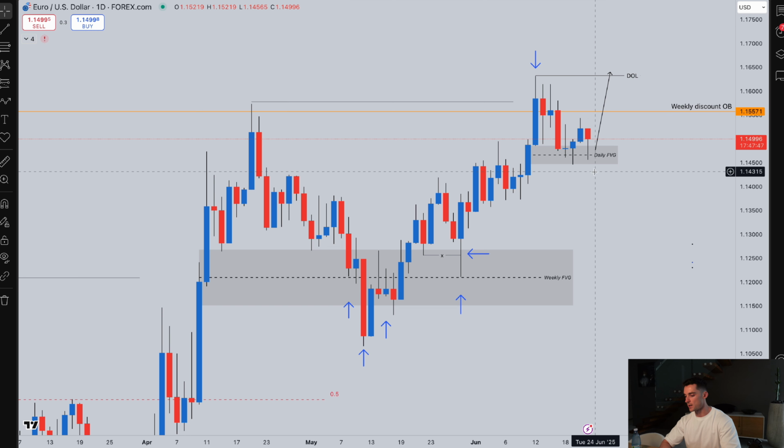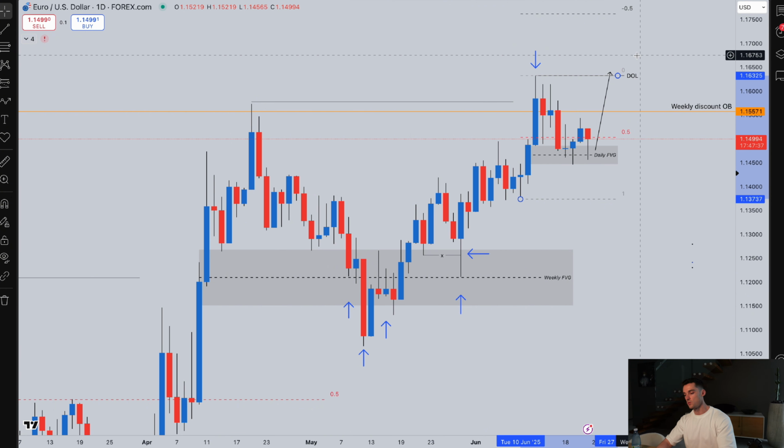So we have now pulled back into efficiency. If we measure the discount of this current daily expansion, we are well within discount, maintaining that. So I'm just expecting continuation up into external range.